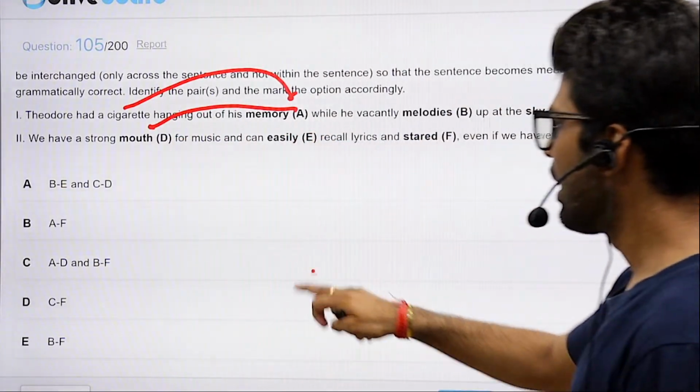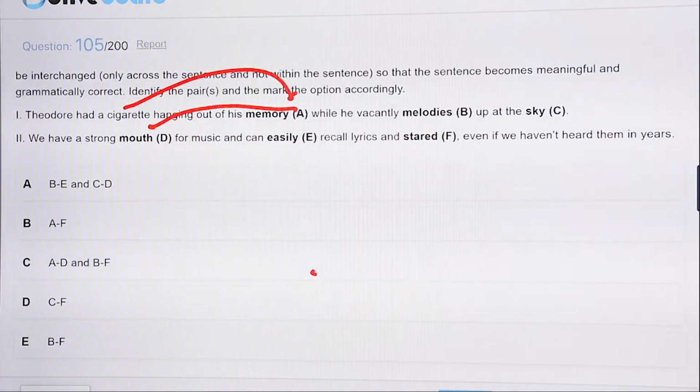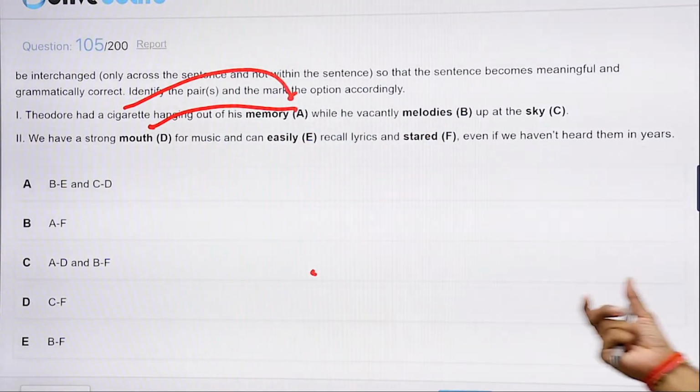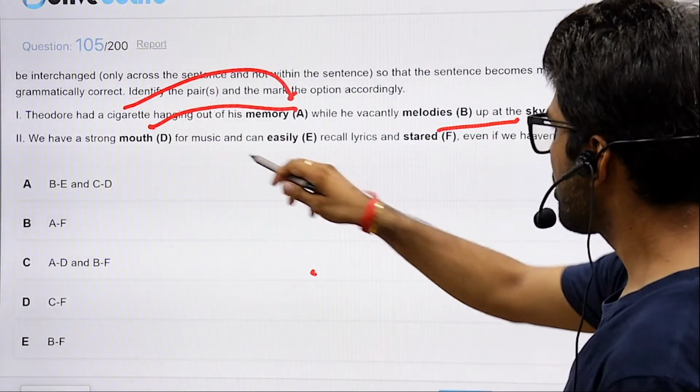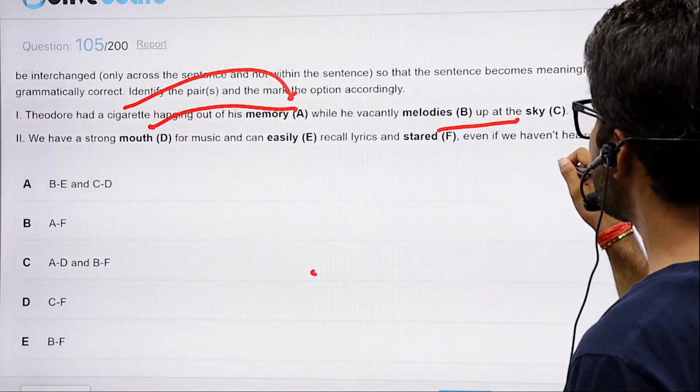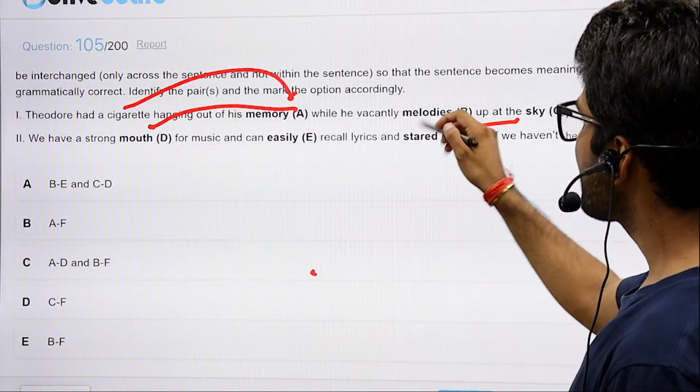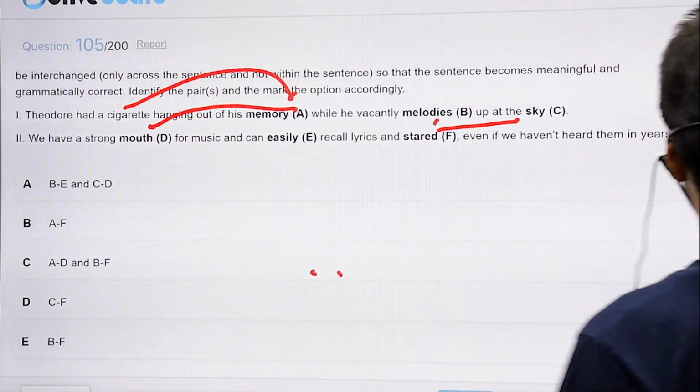AD, once again. Now BF, let's check. While he vacantly stared up at the sky. Perfect. Staring up at the sky. And since you're talking about music, you may say melodies over here. Recall lyrics and melodies. BF and AD.